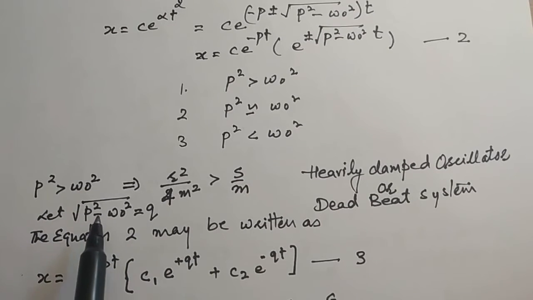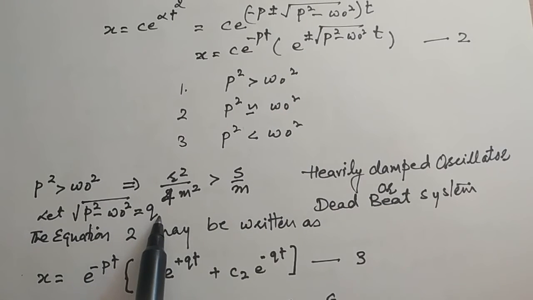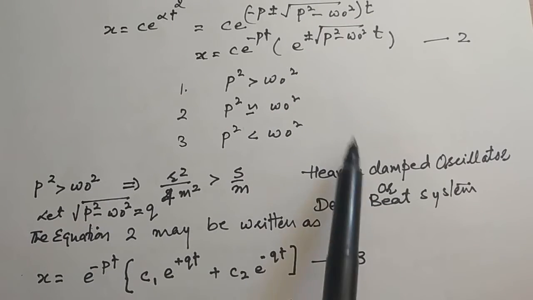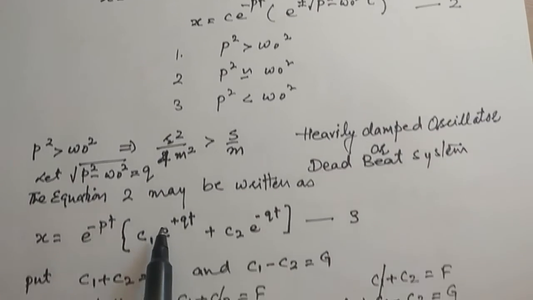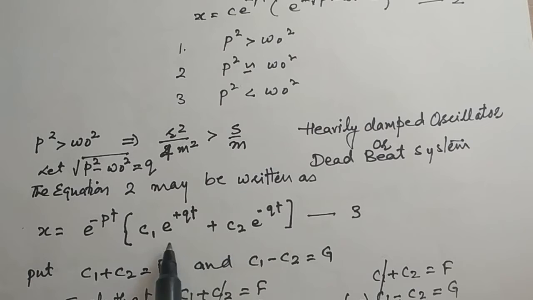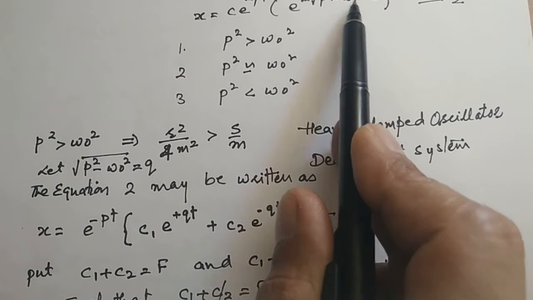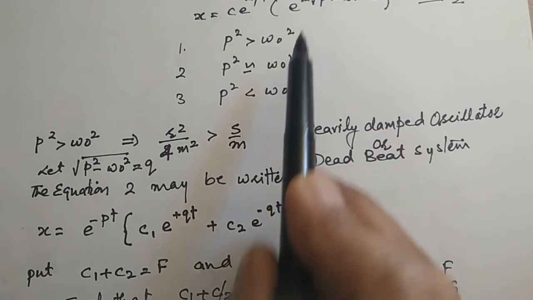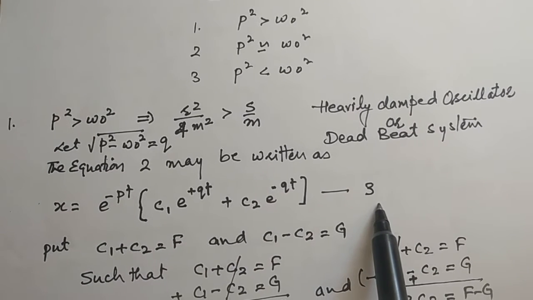So in this case, what we do is we take this factor, the square root of p square minus omega naught square, equal to q, and if you write like this, then equation 2 will become e to the minus pt from here, and you can write c1. Because there are 2 factors, we can write it as a combination of 2 linear functions. So c1 e^(qt), where we have put the square root of p square minus omega naught square equal to q, taking the plus sign here, then second with the minus sign, c2 e^(minus qt). So this is the third equation we consider.